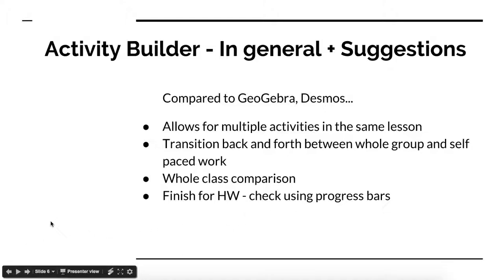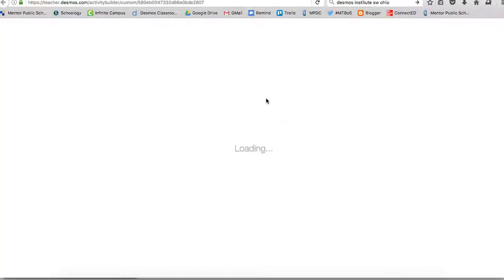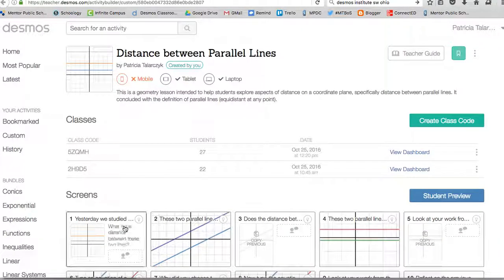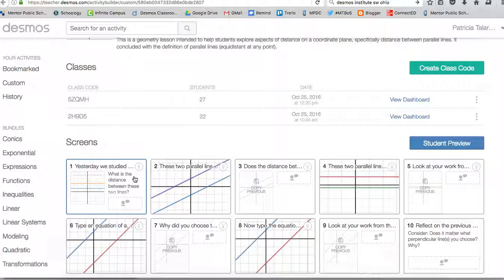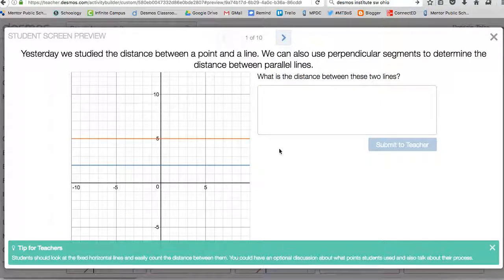And as we look at a couple examples here, I'll show you exactly what that looks like during some geometry lessons. But first, here are some sample activities, some of which I made and some of which I found related to geometry class. So distance between parallel lines is one that I made, and this one focuses on looking at the distance between lines. So you can look at a student preview if it's an activity of someone else's, and this shows you that I have 10 screens or 10 slides in this particular activity.